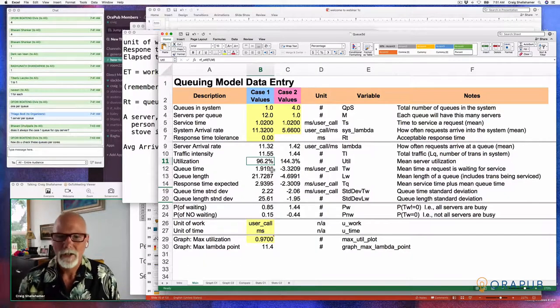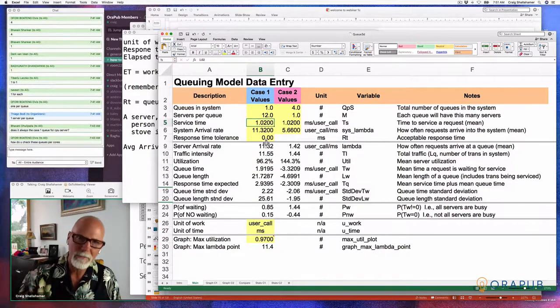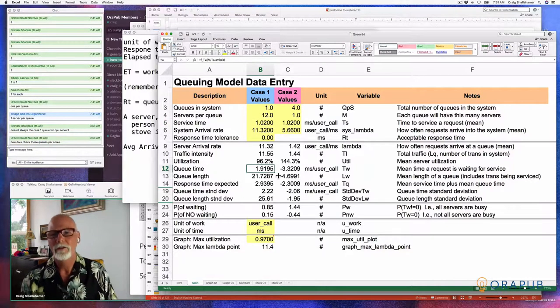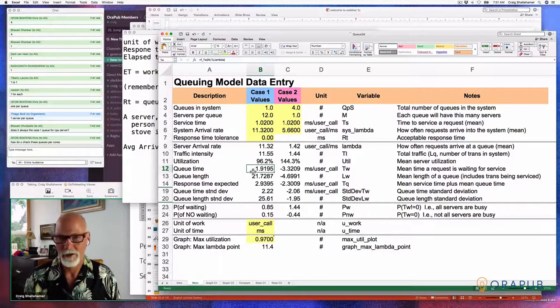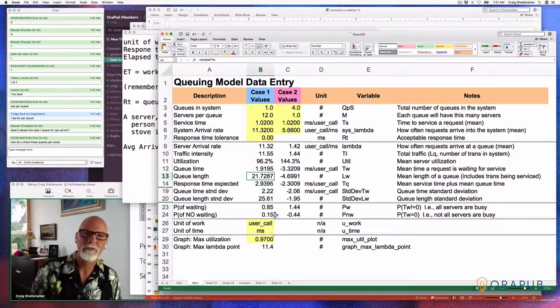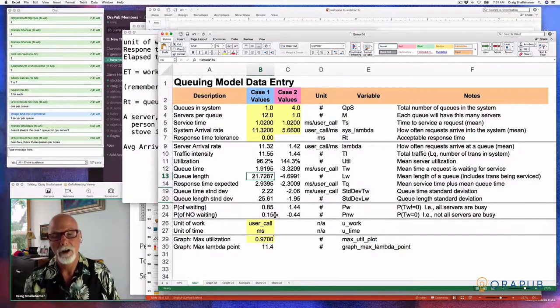So what this tells me here is the average queue time. Remember, the service time is when we're actually being serviced by the CPU core, but when the utilization gets high, there's going to be some queue time. Well, what's the average queue time? 1.9195 milliseconds on average. What's the average queue length? Whoa, almost 22 user calls are being queued up to be serviced by the CPU subsystem. That's a long run queue.